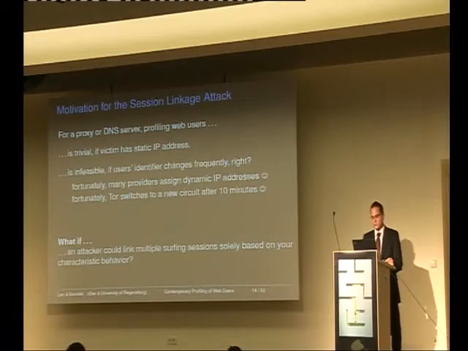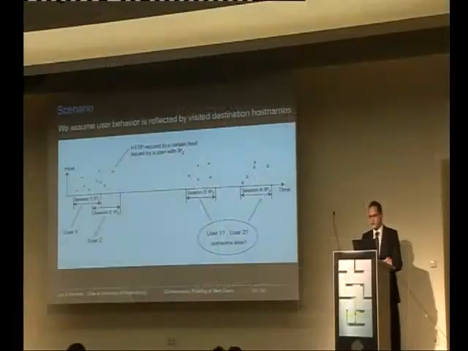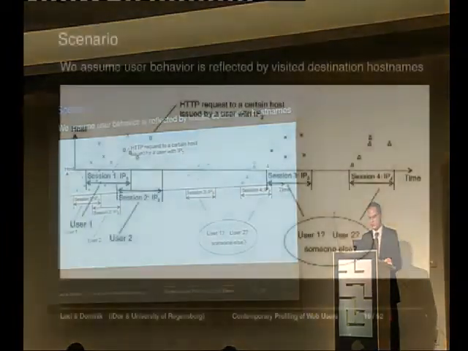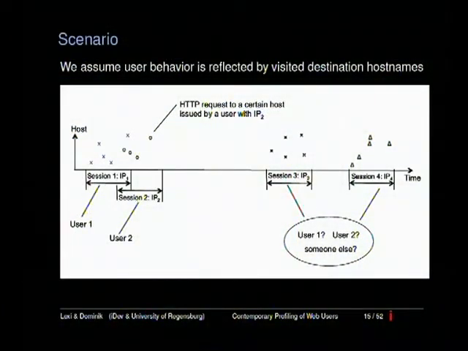But what would happen if we could actually link multiple sessions and basically tie them together, match them together, solely based on your surfing profile? Then we probably would get into problems here, right? So let's assume this scenario. We started out assuming that user behavior is reflected by the visited destination host names, so the sites you're basically going to. The situation is like depicted in the graph here on the left side. You've got two users, user 1 and 2, from two distinct IP addresses, and those two users are visiting different hosts.